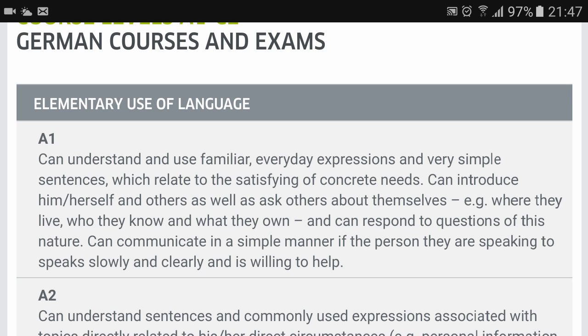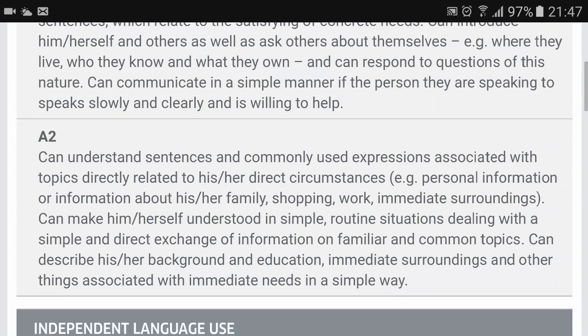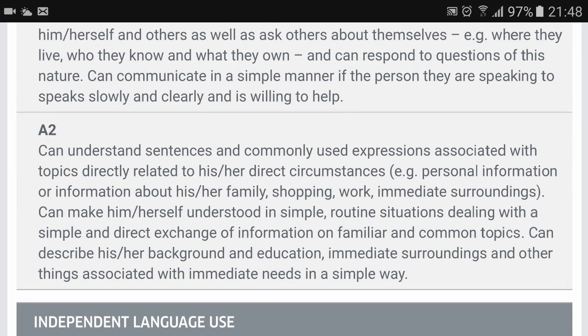We'll go and see what A2 is. A2 goes a little ahead in language. Here, grammar starts building up. According to the standards, a person can understand sentences and commonly used expressions associated with topics directly related to his or her immediate circumstances, like information about family, shopping, work, immediate surroundings. He can make himself understood in simple routine situations, dealing with simple, direct exchange of information on familiar and common topics. So this is almost the same as A1, with a little bit more information.